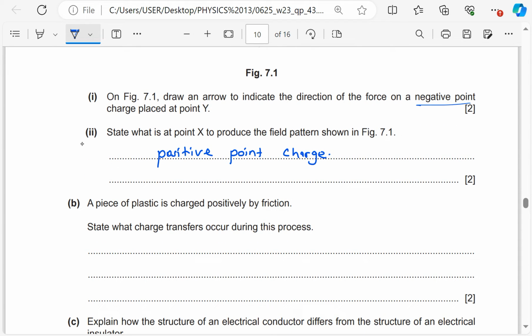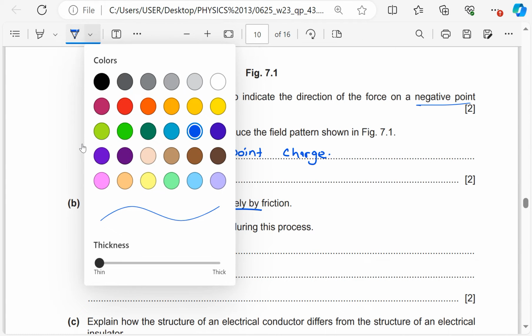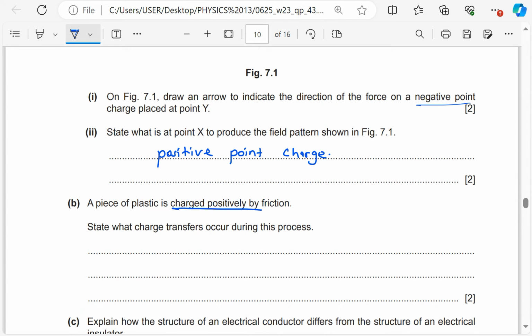A piece of plastic is charged positively by friction. If it is charged positively, it is because it loses electrons. If it was charged negatively, it would be gaining more electrons. State what charge transfer occurs during this process.